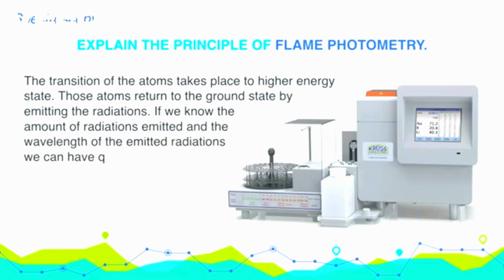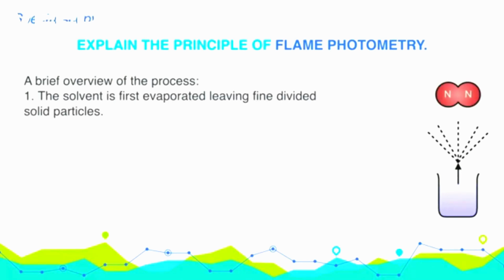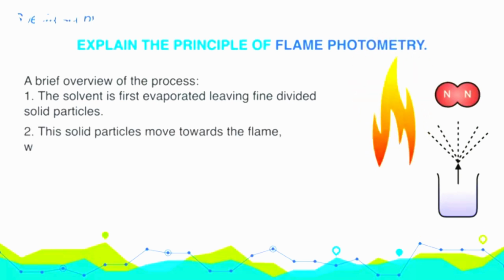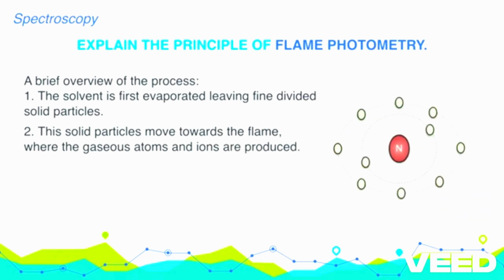If we know the amount of radiation emitted and the wavelength of the emitted radiation, we can do quantitative and qualitative analysis. So, coming to a brief overview of the process, the solvent is first evaporated, leaving finely divided solid particles. And these solid particles move towards the flame, where gaseous atoms and ions are produced.